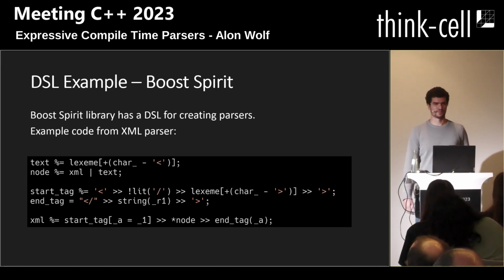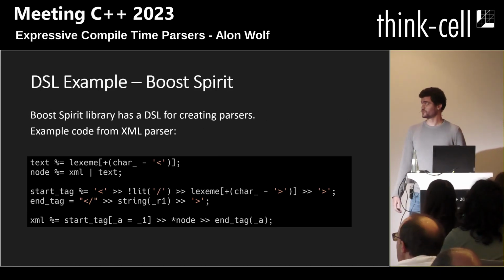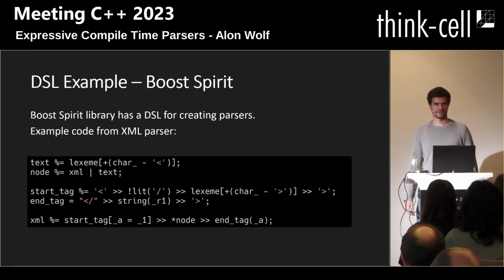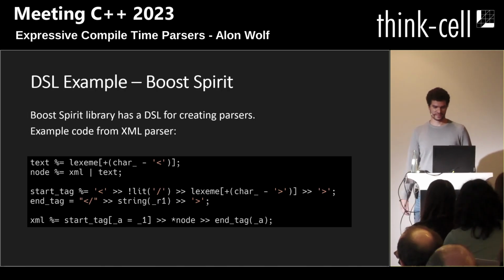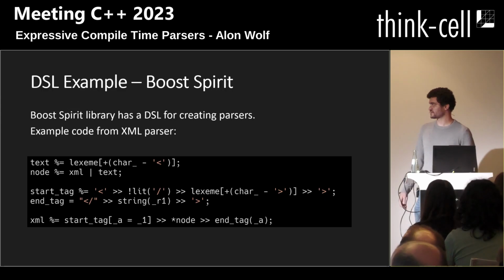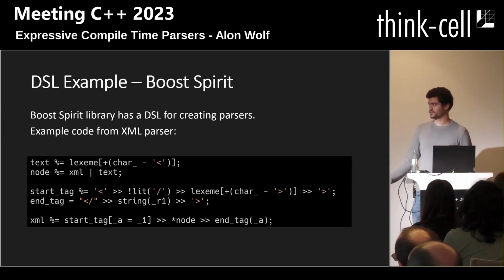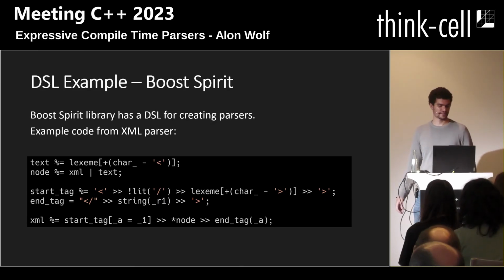Here we can see an example of an SQL parser that uses the Boost Spirit library. Boost Spirit is a library for writing runtime parsers, and it has a DSL. In this example, we first define text as all characters that aren't opening angle brackets. Then we define node as either XML or text. Then we define start tag, end tag, and finally, we define our XML parser as a struct tag followed by a list of node followed by a matching end tag. This is all valid C++, and as you can see, we can make it look like a completely different language.